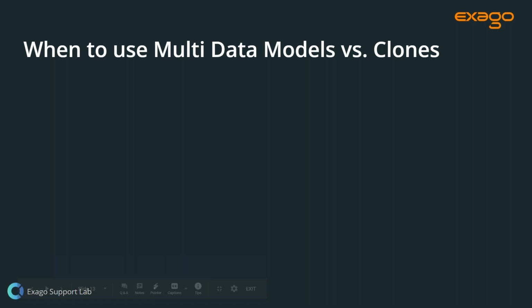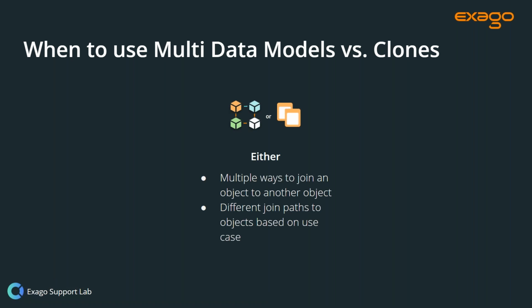Okay, so you might say, those two things sound really similar. When do I use one? When do I use the other? So we wanted to break that down. Both these features have in common that they're a way to allow multiple joins between two objects. And you can have different join paths based on your use case. And that's why they seem really similar.